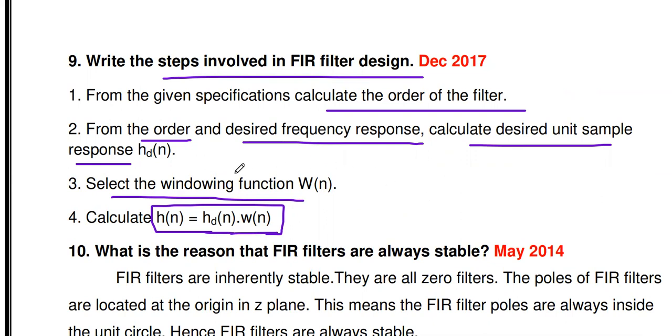If it is the Fourier series method, this third step does not come. So this hd of n value, we have to truncate directly for capital N samples. Okay, so these are the steps involved in FIR filter design.